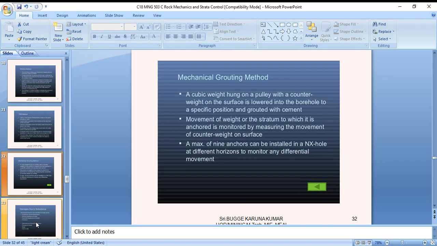A cube weight with a counterweight at the surface is lowered into the borehole to a specific position and grounded with cement. The movement of the weight, or of the stratum to which it is anchored, is monitored by measuring the movement of the counterweight on the surface. A maximum of ten anchors can be installed in the same hole at different positions to monitor any differential movement.